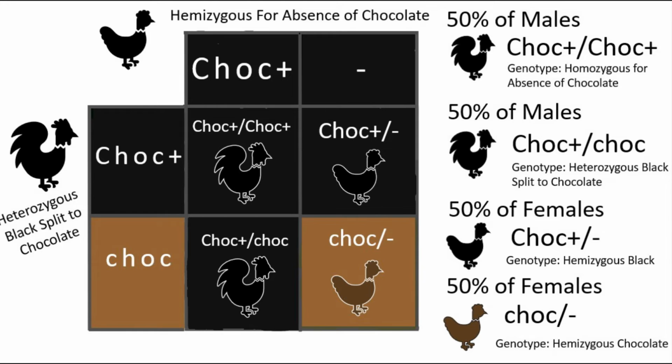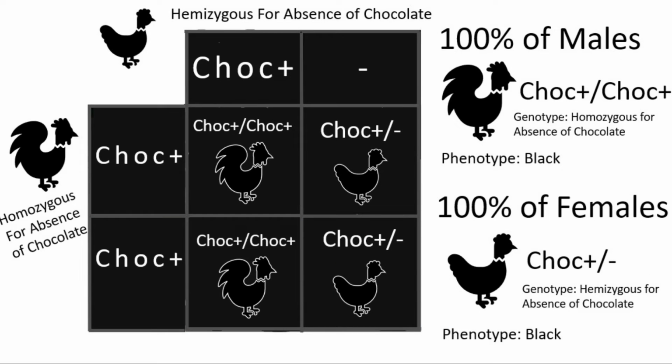If you hatch a large number of chicks from this pairing and all of them come out black, that means there is a good chance that the heterozygous black split to chocolate male you are using is actually not split to chocolate and is homozygous black instead.